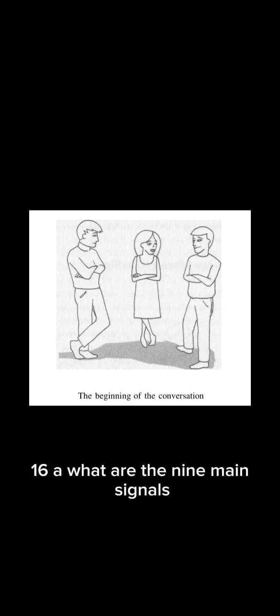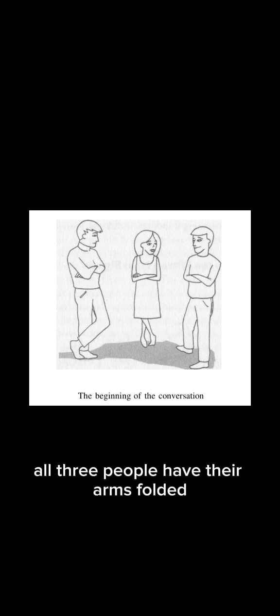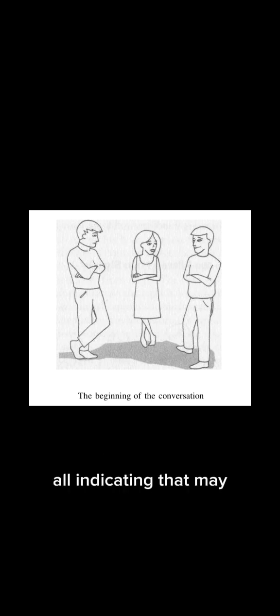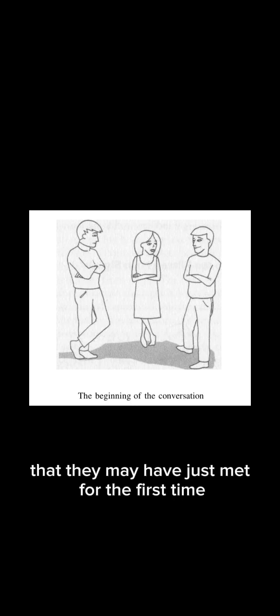16a. What are the 9 main signals? In the first scene, all 3 people have their arms folded, 2 have their legs crossed, which is defensive, and all of their bodies oriented away from each other, all indicating that they may have just met for the first time.